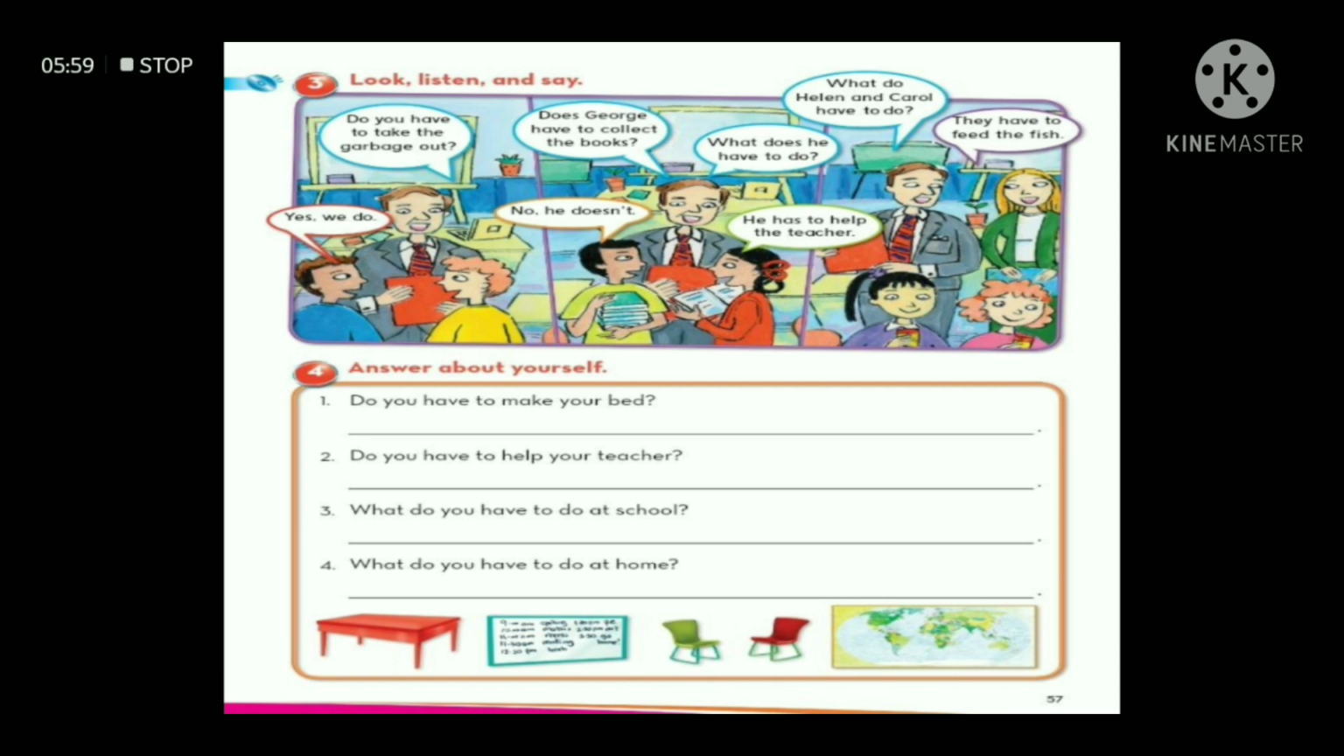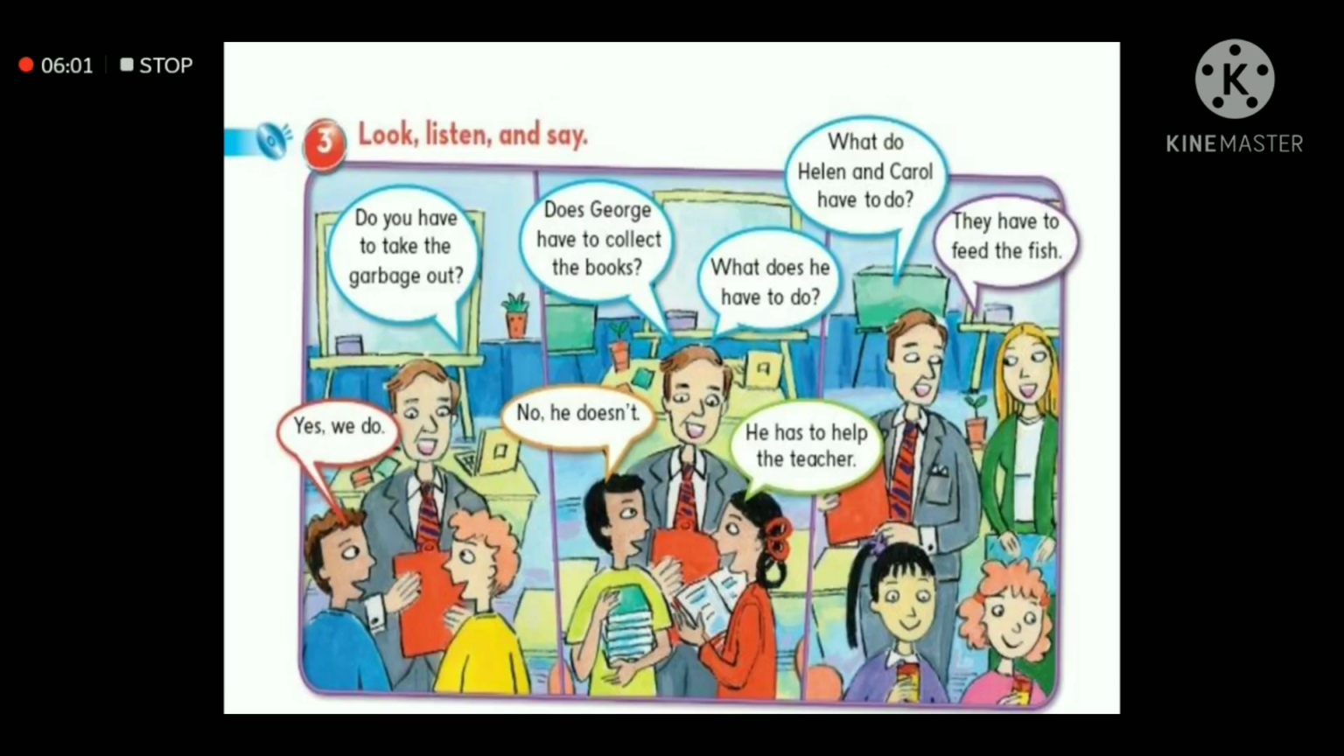Let's start with exercise number 3. Let's read it together. Look, listen and say. We have these speech bubbles. Let's start. Do you have to take the garbage out? He's asking. Yes, we do. Does George have to collect the books? No, he doesn't.